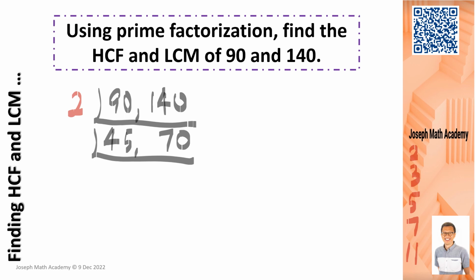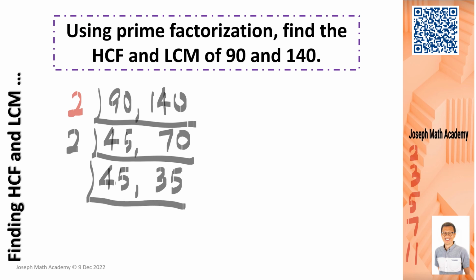Now, we still need to try 2 because 70 is an even number. But nothing can be done to 45. So 45 cannot be divided by 2, right? So we bring it down. But 70 can be divided by 2, so that gives us 35. Okay, now 2 is impossible for both. So we move on to the next prime number, that is 3.